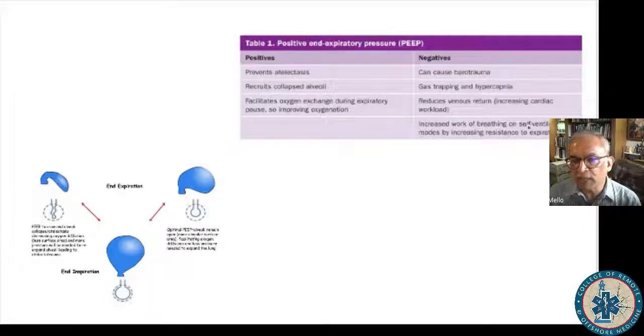If the patient is self-ventilating, then putting on PEEP makes it harder for them to breathe, and this needs to be taken into account when you are doing a weaning process.